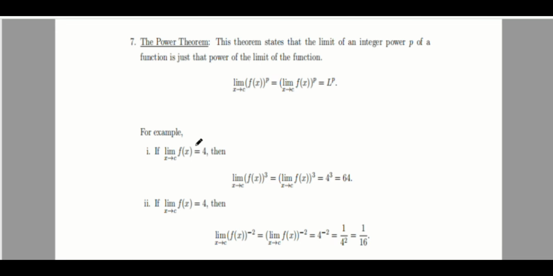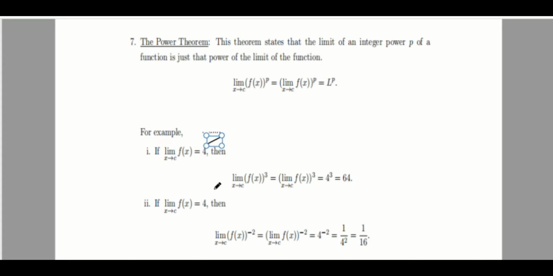So if the limit of f of x is 4, so we have this. If this is raised to 3, you can just factor out the exponent 3. So if you want to use the factor out term, the limit of f of x is 4 based on the given. So we have 4 cubed, and 4 cubed is equal to 64.